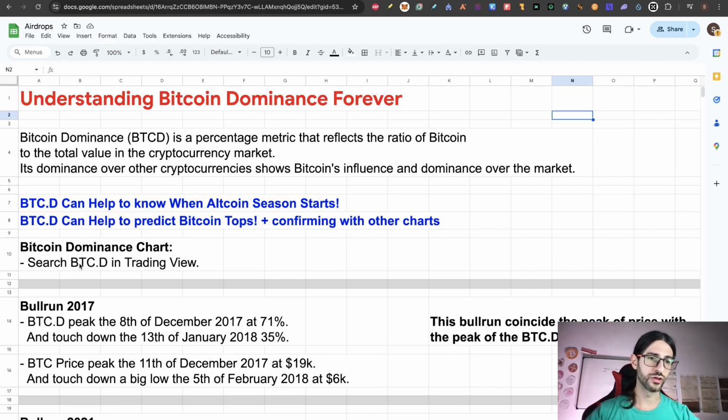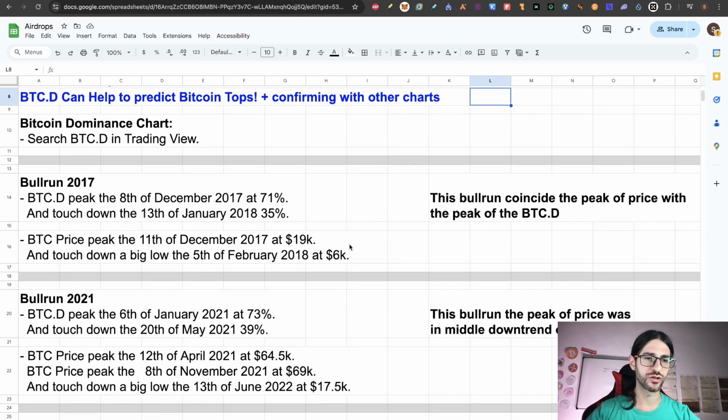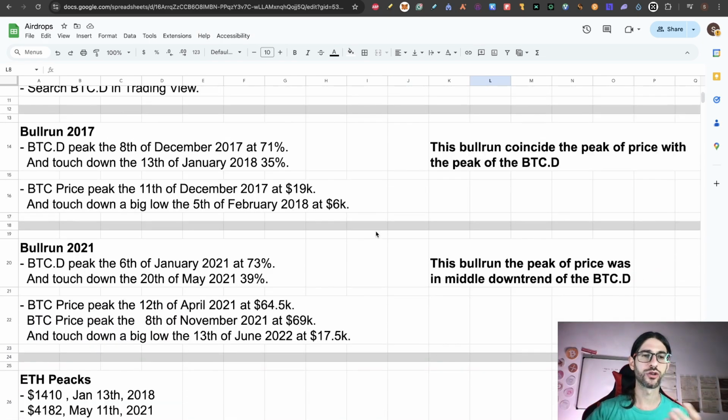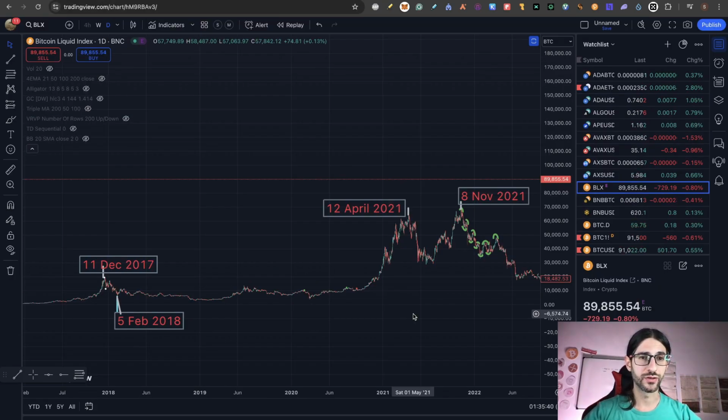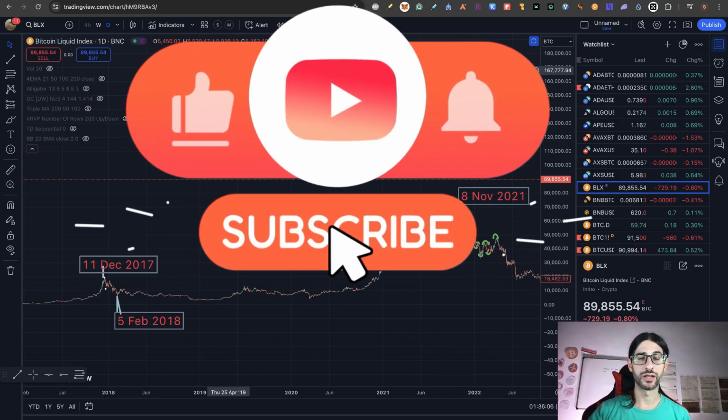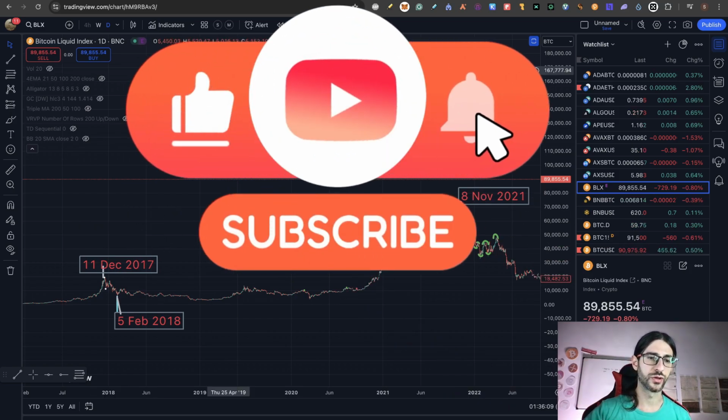To use it, you need to search on TradingView BTC.D and you will have your chart of the Bitcoin dominance. I'm going to give you some information and comparisons between the bull run of 2017 and 2021 to make you understand how this chart works. First of all, for all the data on Bitcoin dominance that I'm going to show you, I took from the BLX, which is a historic chart of Bitcoin, all the tops and bottoms from the last bull run of 2021, but also from the bull run of 2017.